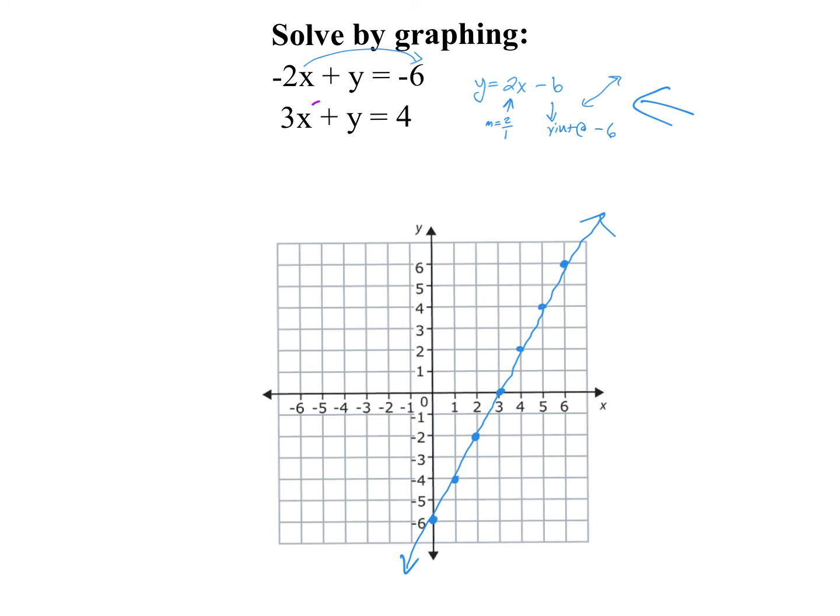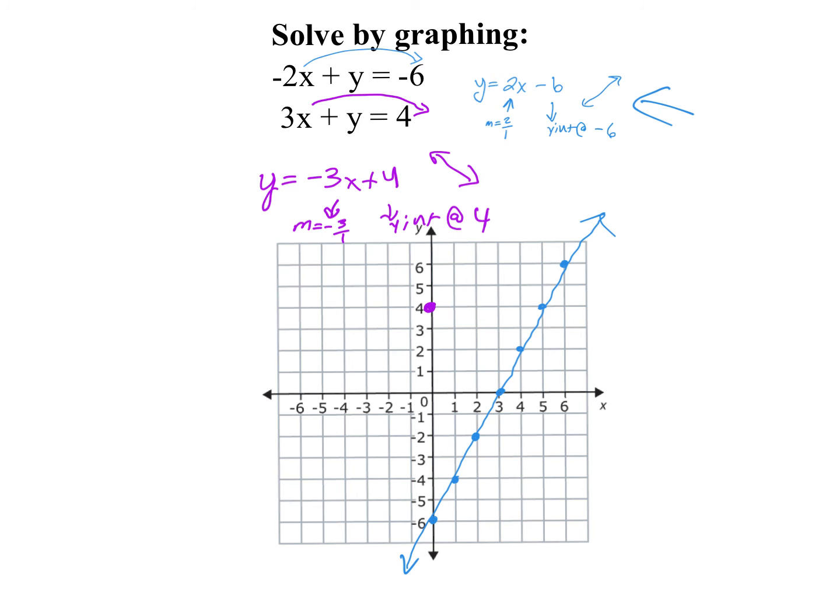So here, I'm going to take this 3x and move it over. So we're in y equals mx plus b. Y equals negative 3x plus 4. So my slope is negative 3 over 1. My y-intercept is at 4. So I go up to 4, and it's going to slope downward since it's a negative line.